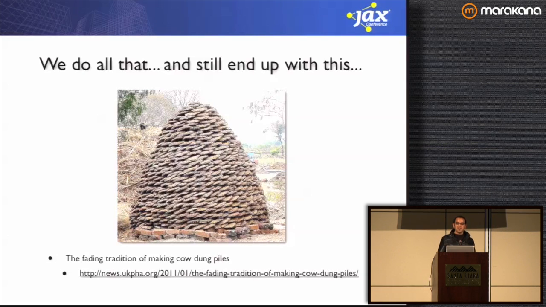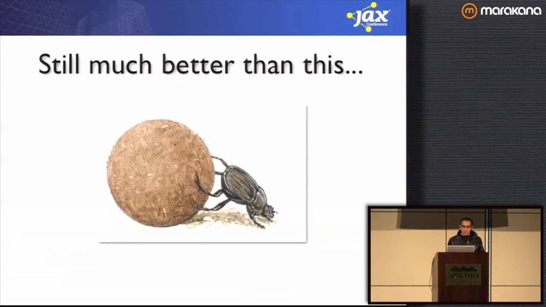But we write good code, when we do all that, and we're really careful and very disciplined, and we still end up with this. If you're wondering what the picture is, it's straight up from an article called The Fading Tradition of Making Cow Dung Piles. They included a link there for you so you can go and read the article for yourself. So we end up, at the end of the day, with a dung pile, right? But it's still much better than this.